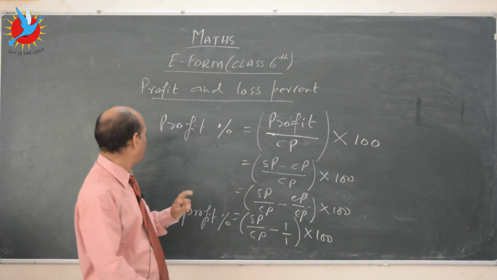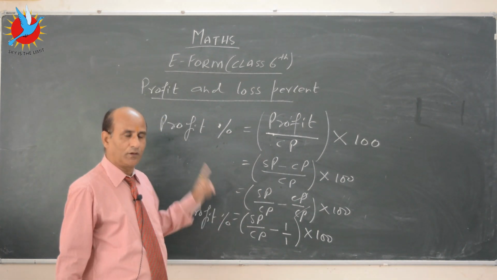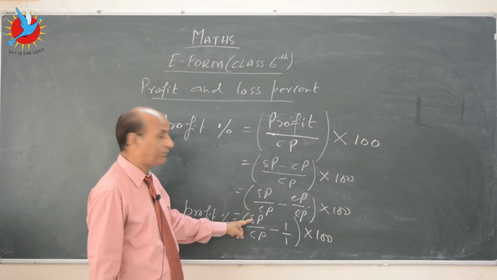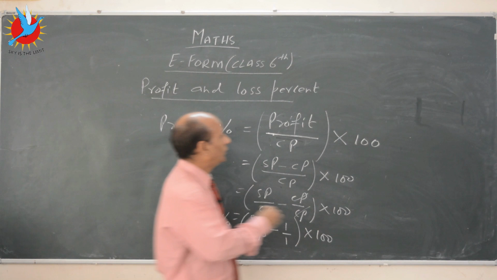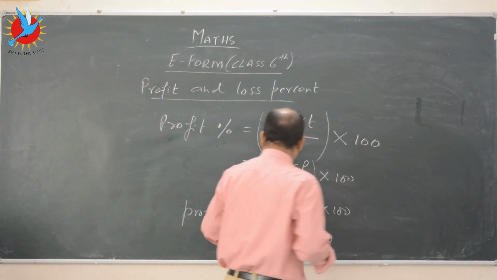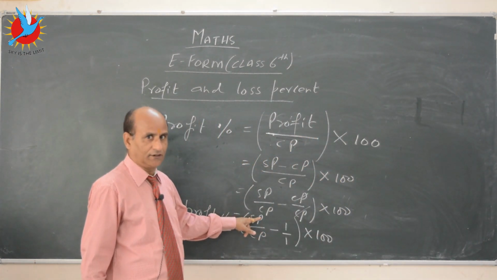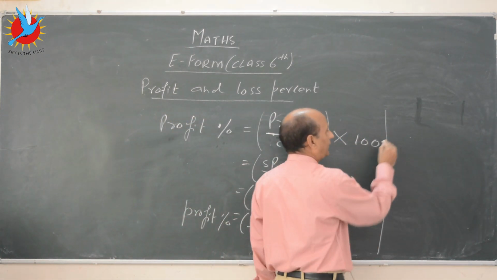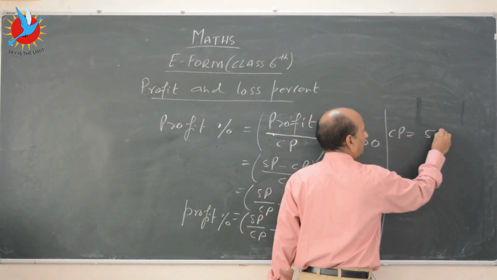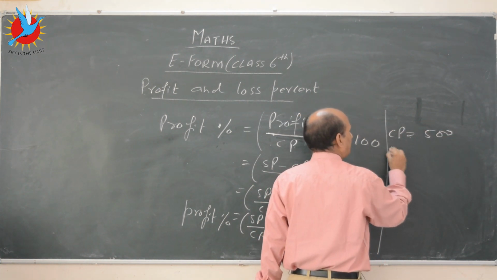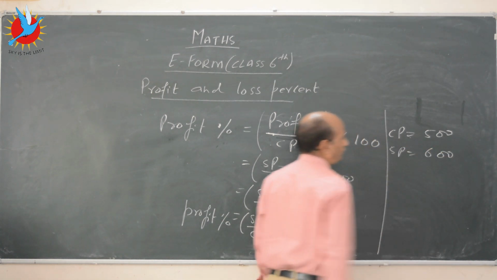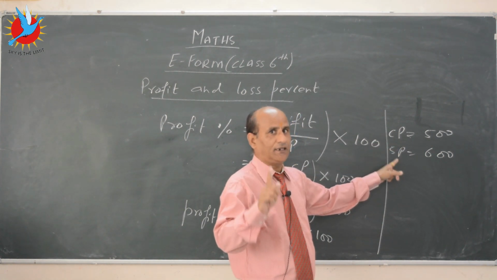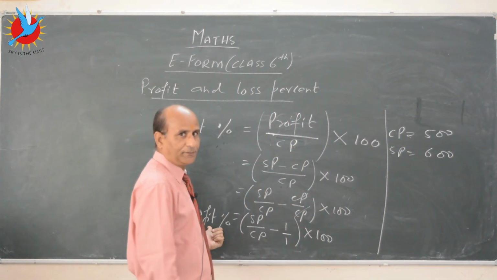Suppose let us take one example. Find the profit percent. Now you have to find the profit percent, it means selling price must be greater than cost price. If we want to find the profit, then we will use profit is equal to SP minus CP. So find the profit percent when CP is equal to 500 and SP is equal to 600. Since SP is greater than CP, it means there is a profit, and then when there is a profit, you can calculate the profit percent also.